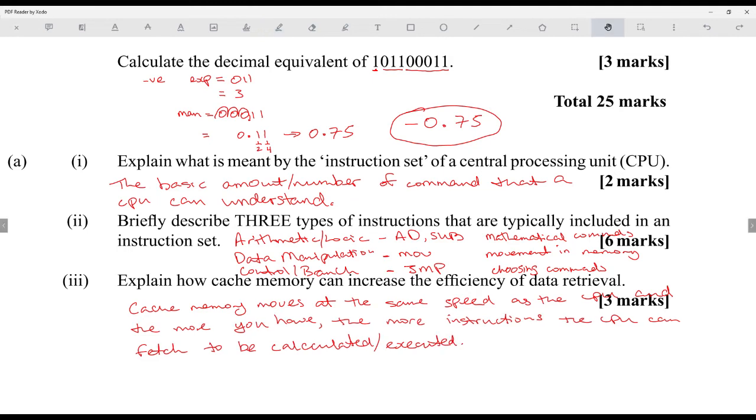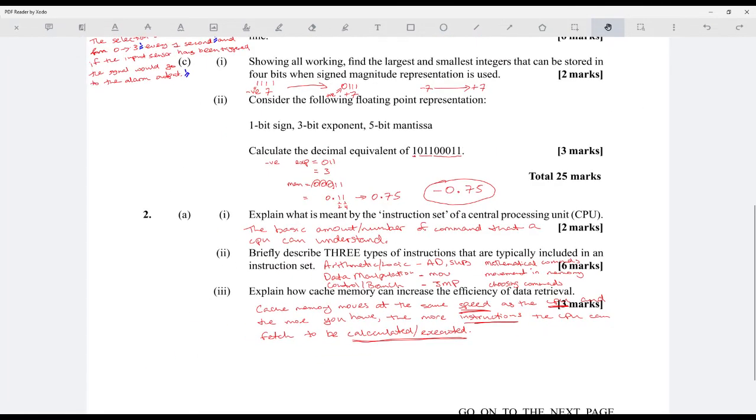So cache memory moves at the same speed. You clearly want to say that it's the same speed as one mark. It moves at the same speed as the CPU. The more you have, the more instructions you'll be able to fetch, and therefore the calculations will go up. Yeah, that's a solid answer there.